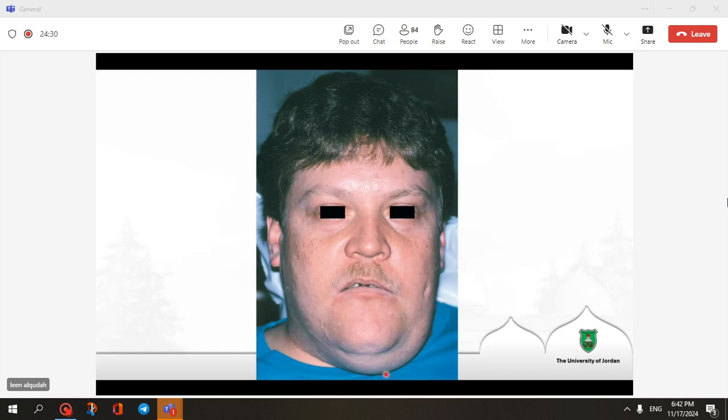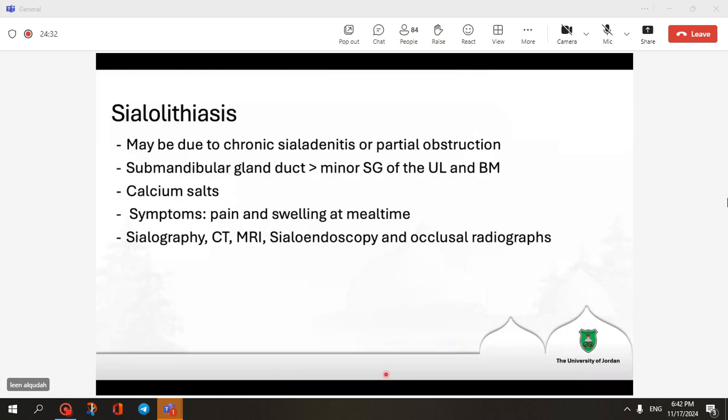swelling in his neck. Now, the next thing that you need to know as a general dentist is sialolithiasis. Sialolithiasis may be due to chronic sialadenitis or maybe due to a partial obstruction. The most common salivary gland to get that would be the submandibular gland duct, and then followed by the minor salivary glands of the upper lip and the buccal mucosa.